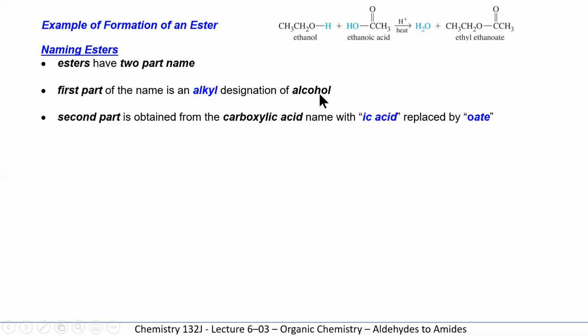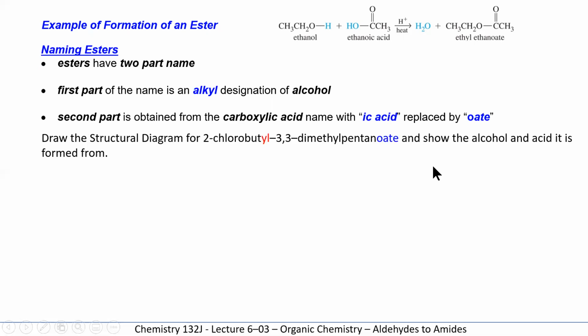So the first part of the name always comes from the alcohol, and the second part of the name always comes from the acid. So if I was going to draw here the structural diagram for 2-chlorobutyl 3,3-dimethyl pentanoate, I'm going to show you the alcohol it came from and the acid it came from. The alcohol name always ends at the YL, which is why I have it written here in red letters so you can see it. So the alcohol it comes from is a 2-chlorobutyl, which means it's a 4-carbon alcohol.